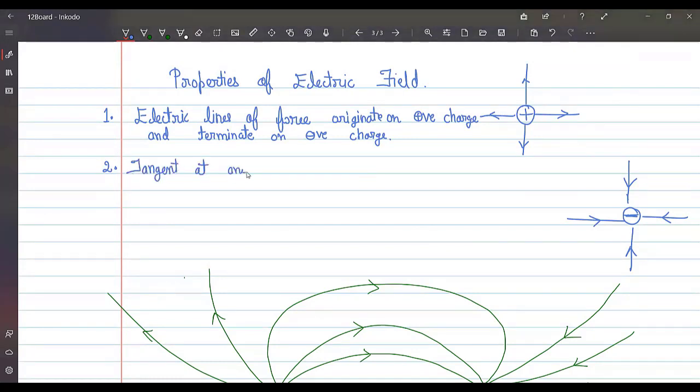Tangent at any point on an electric field line gives the direction of net force, or net field.